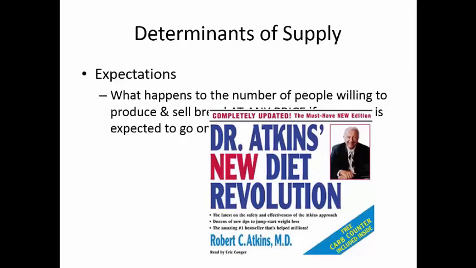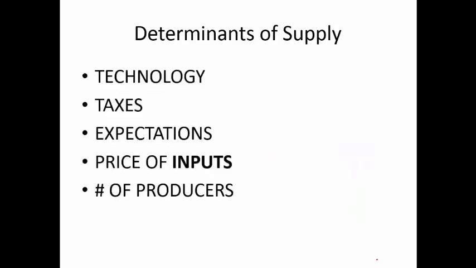So if this became a really big deal, I don't know how big a deal it is anymore, but if it did, you'd see a decrease in demand for bread, and then you would consequently see a decrease in the supply of bread. Okay, so to summarize determinants of supply: technology, taxes, expectations, price of inputs, number of producers. You can use a similar kind of acronym here. Now it's TTEP number. TTEP number is a way to help you remember the categories for determinants of supply.